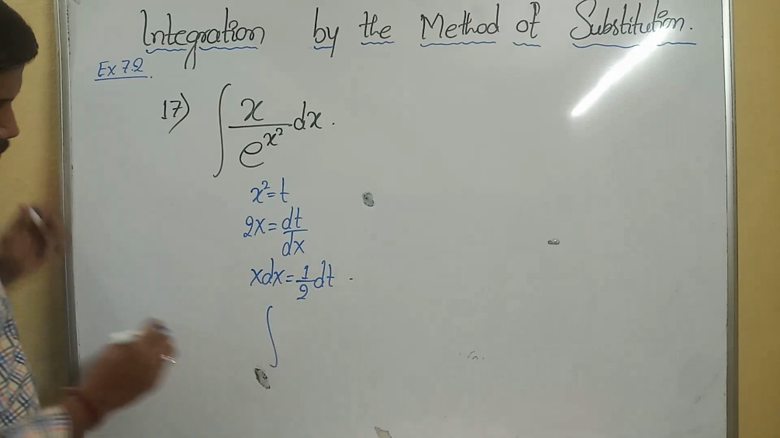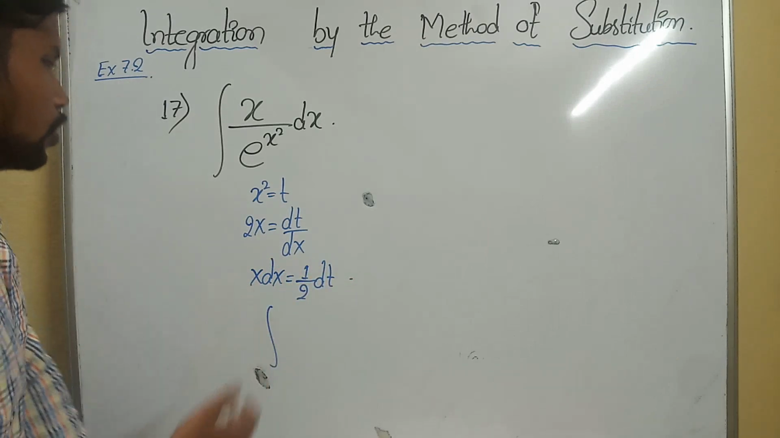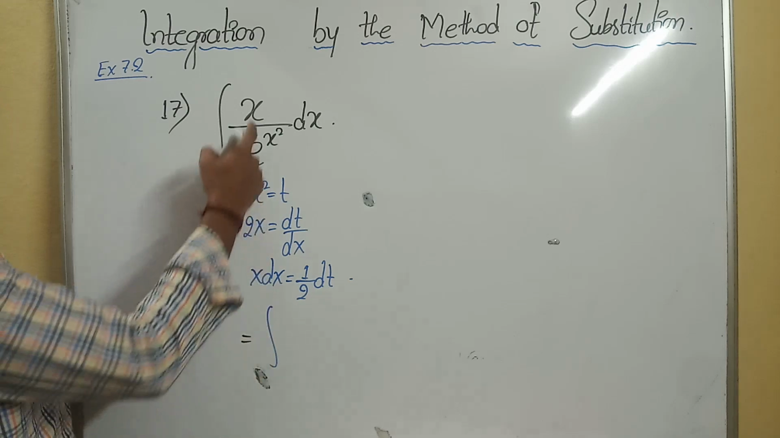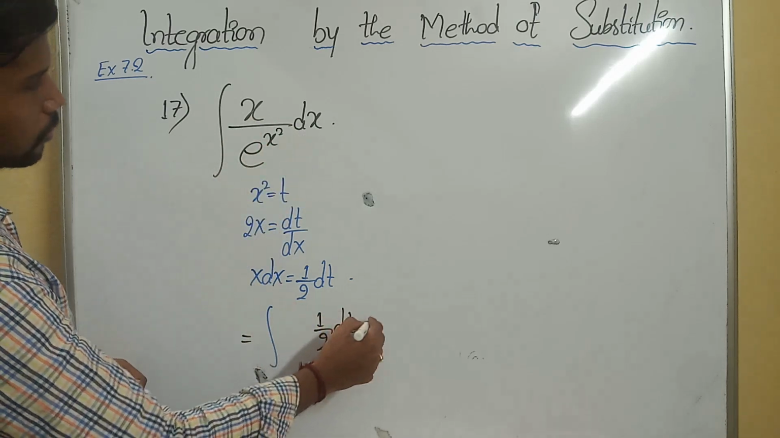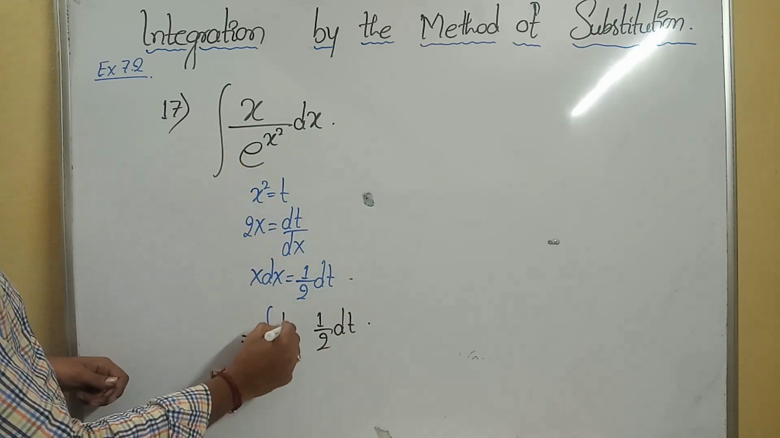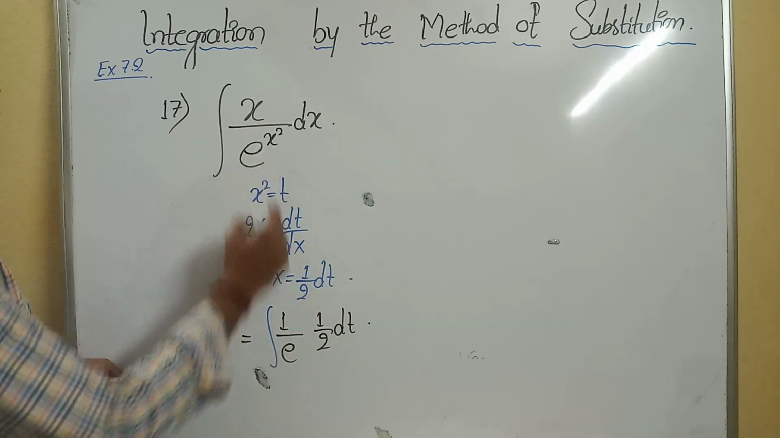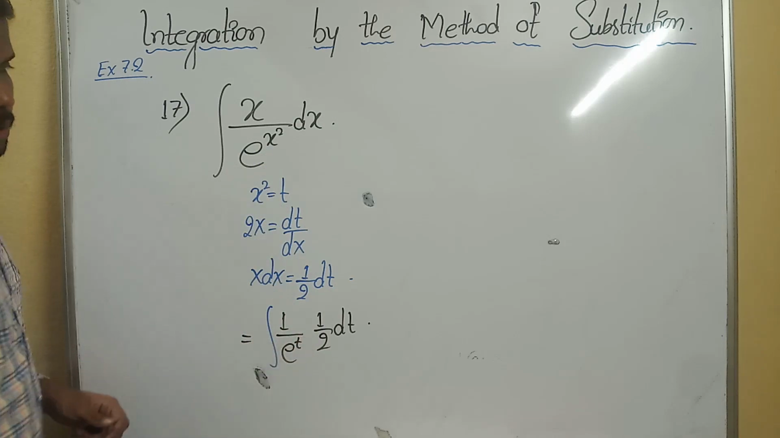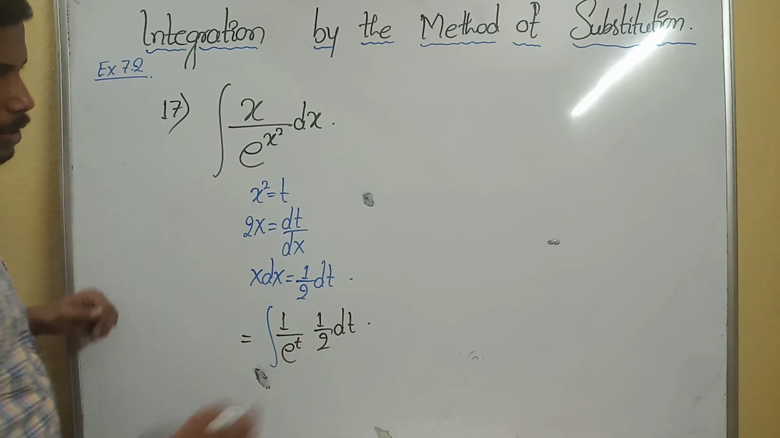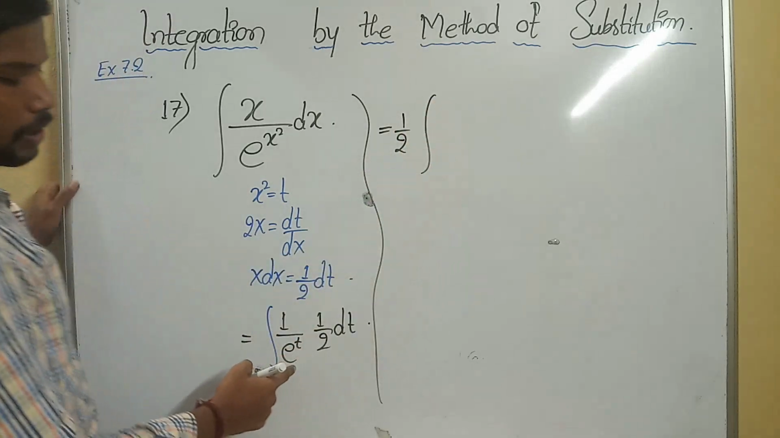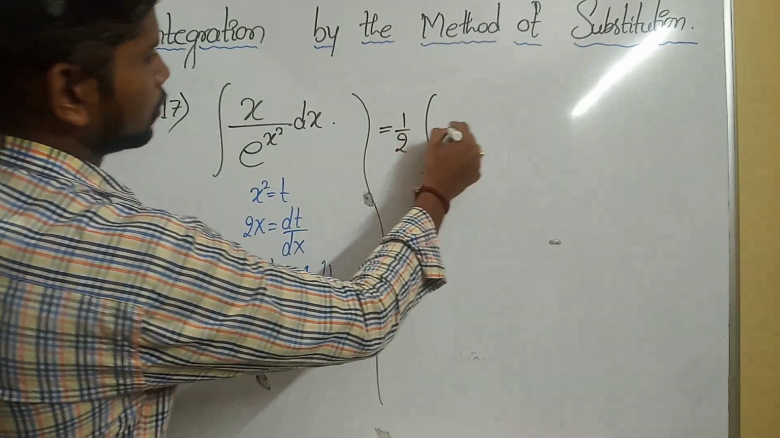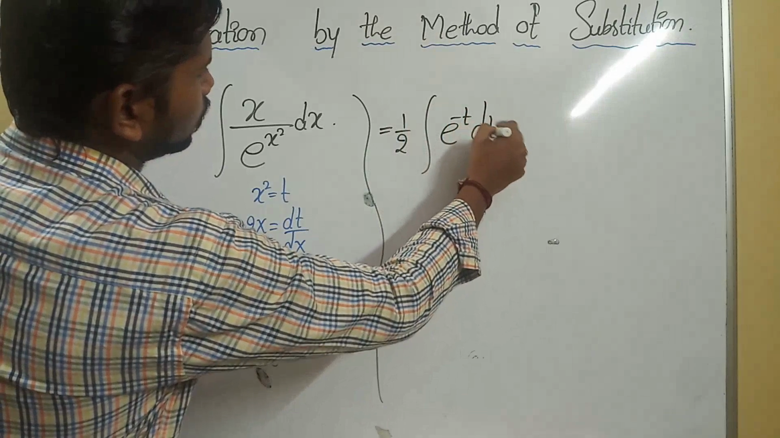Okay. Now you need to substitute whatever the changes that we made here. What is x dx? X dx will be 1 by 2 dt. Okay. What about e to the power, what is it? It is e to the power t only, because x square is t only. Then I'd like to write 1 by 2 outside, integral of denominator t to numerator, it will be e to the power minus t into dt.